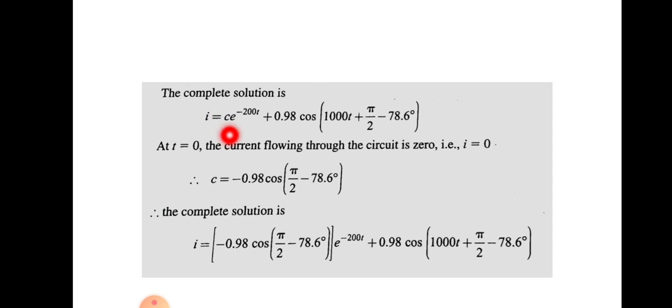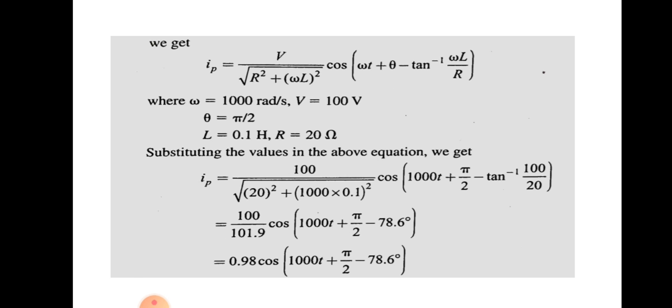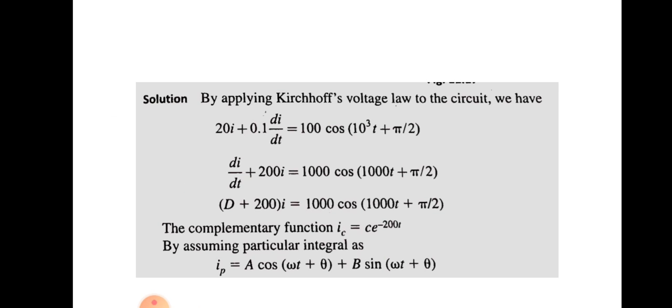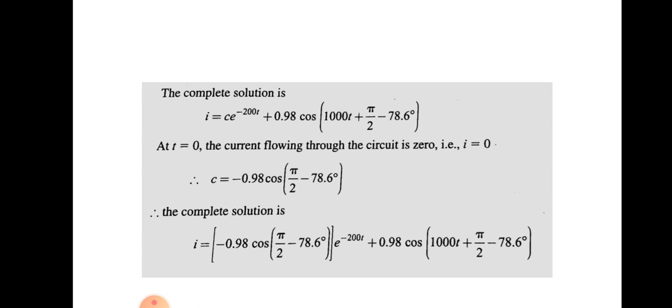You know that in this case at t equal to 0, the current will be equal to 0 due to the property of inductance. So C will be equal to minus 0.98 into cos(pi by 2 minus 78.6). This is obtained from this equation: C value will be equal to minus V by square root of R square plus (L omega) whole square, into cos(theta minus tan inverse of omega L by R). Here theta is equal to pi by 2, and we can substitute the omega, L and R values, and also the V value. So we will get the value of C as minus 0.98 into cos(pi by 2 minus 78.6).